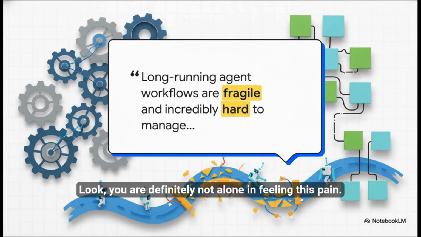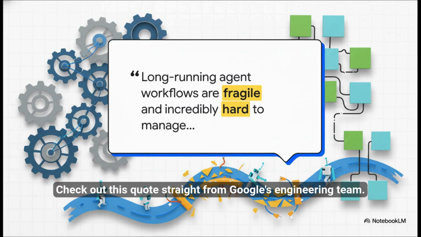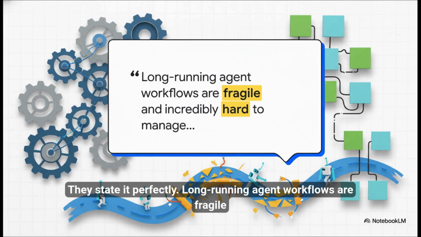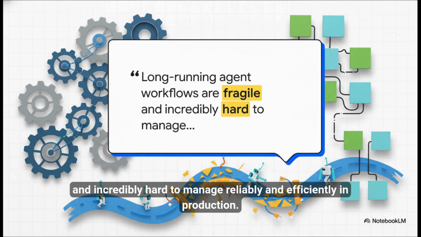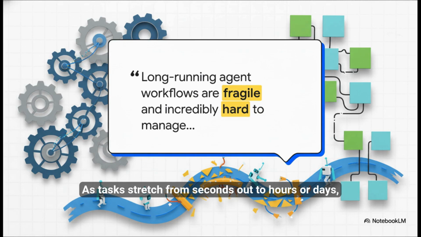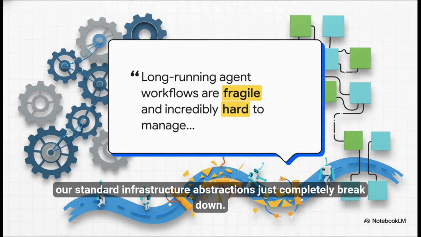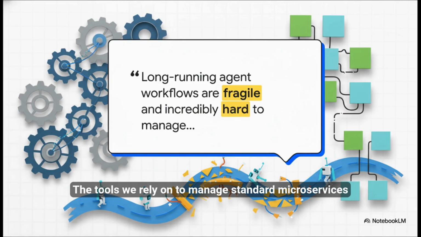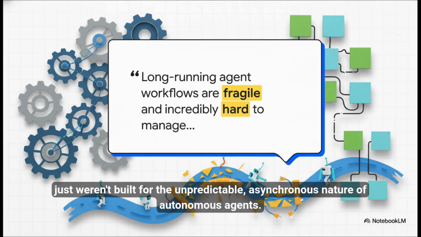Look, you are definitely not alone in feeling this pain. Check out this quote straight from Google's engineering team. They state it perfectly: "Long-running agent workflows are fragile and incredibly hard to manage reliably and efficiently in production. As tasks stretch from seconds out to hours or days, our standard infrastructure abstractions just completely break down." The tools we rely on to manage standard microservices just weren't built for the unpredictable asynchronous nature of autonomous agents.